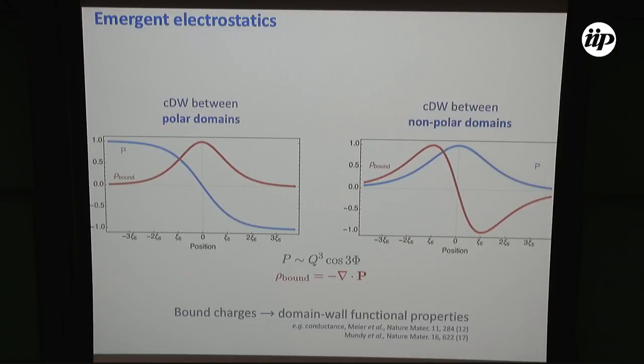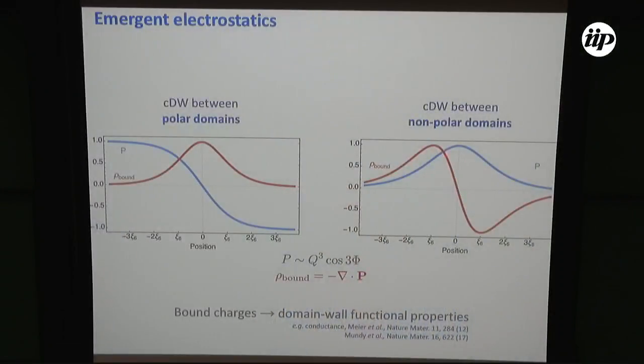So this is now quite well established in the case of polar systems. Something that has not been studied so far is that also in the case in which the domains are non-polar, so there is no spontaneous polarization within the domains, at the domain walls we will find a non-zero polarization resulting from the variation of the trimerization order parameter, and the bound charge looks like this.